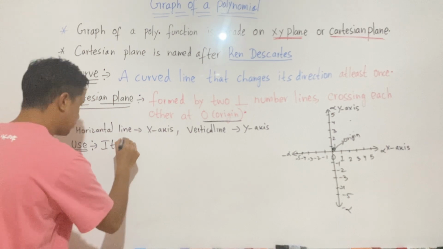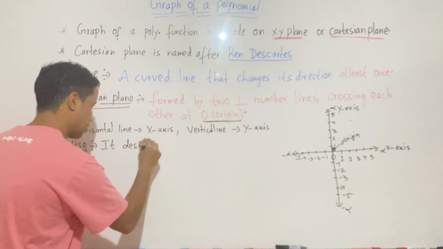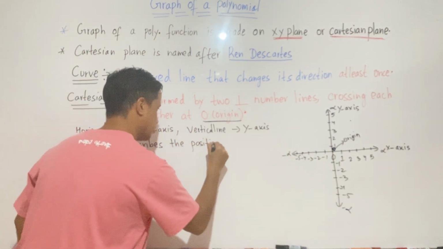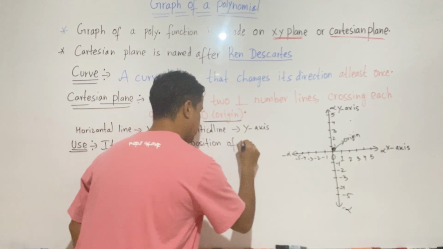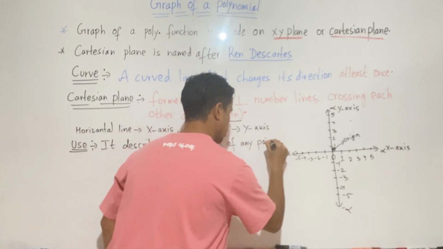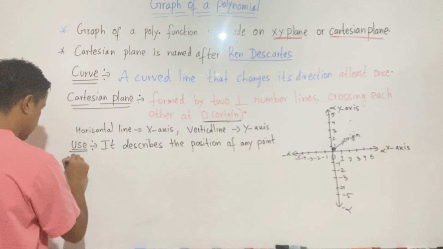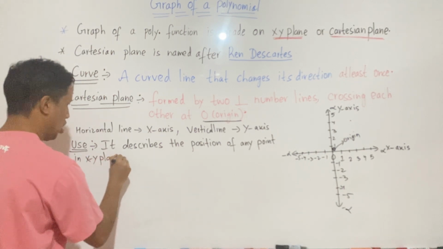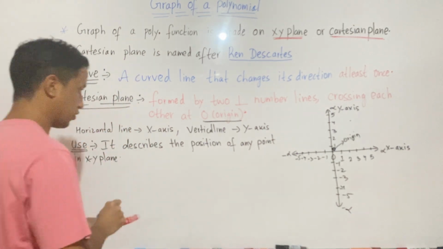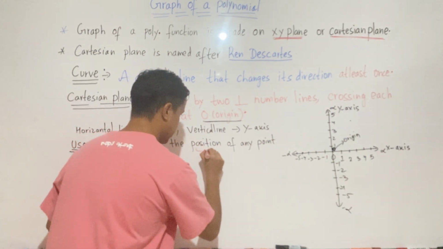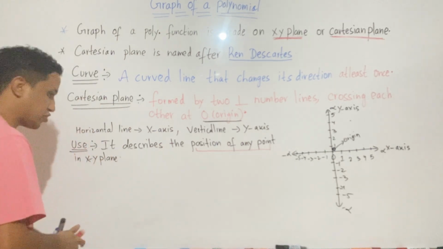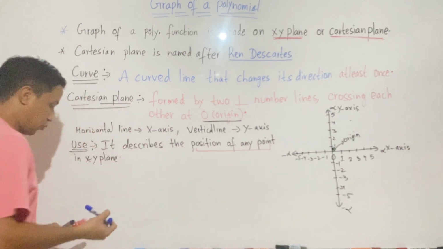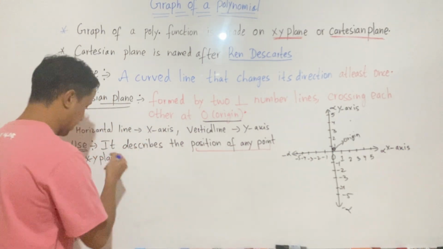It describes the position of any point in the xy plane or Cartesian plane. What does it mean, any point? Position of any point. This thing is important. Now see here, how does it describe the position of any point in the xy plane?